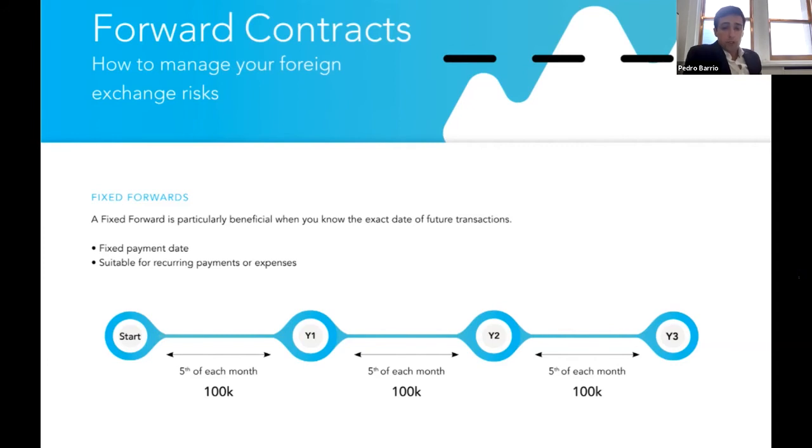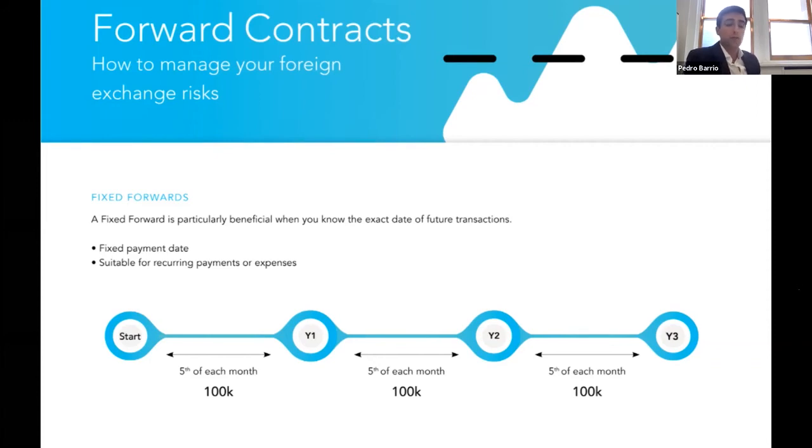So fixed forwards, which is the most traditional tool that we can use in terms of FX hedging, doesn't give us the flexibility to use the tool throughout a certain window of time. So it sets a date in the future by when we want to transact, we want to deliver the currency that we're buying, and by when said contract has to be settled. So it's a great way of ensuring certain payments when, for example, we've been dealing with one same supplier for a long period of time, and we have an exact date or a very approximate date of payment.